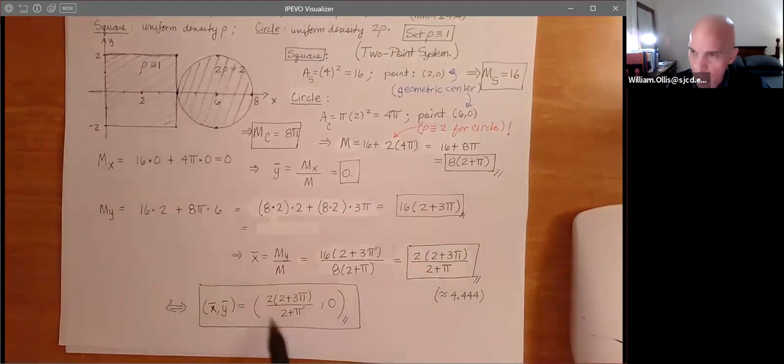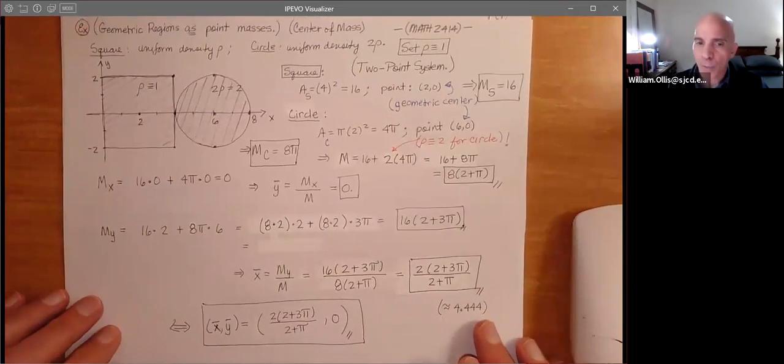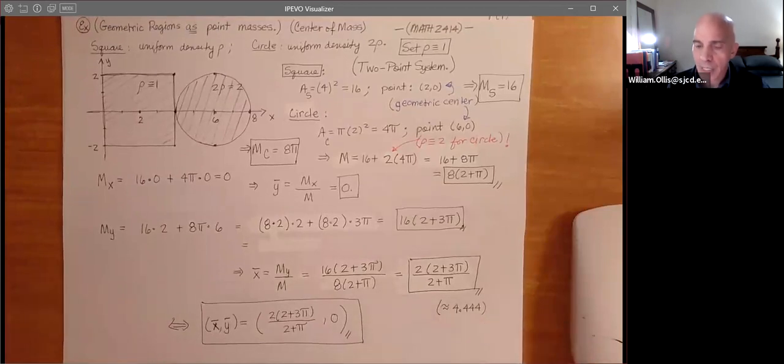So now when you actually write the exact geometric center of this system, it will be 2 times 2 plus 3 pi divided by the quantity 2 plus pi. And of course, the y-coordinate being 0. This is not an overly difficult problem, but I thought it was interesting. If you work with the notation, you can make it very clear, and you can see how when we start with a discrete system, this is completely devoid of integrals because we have the beautiful symmetry.